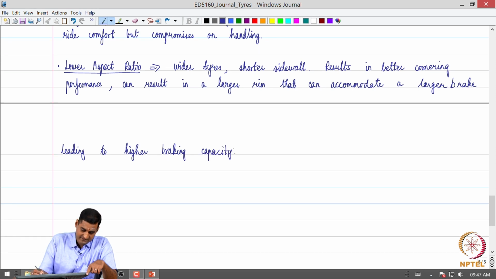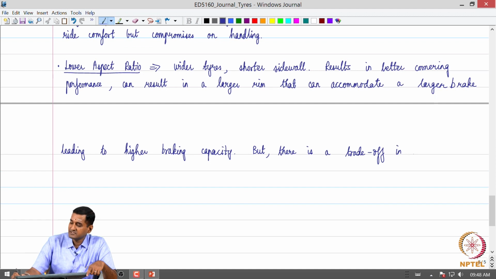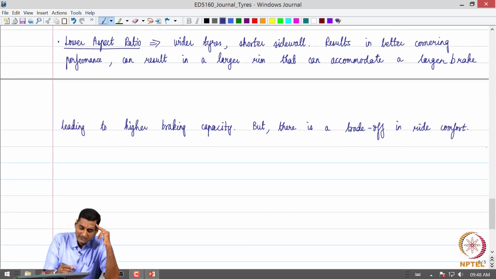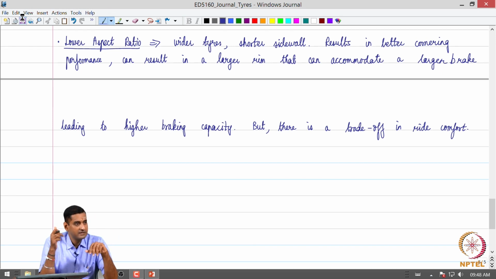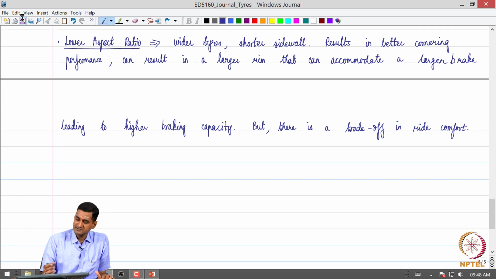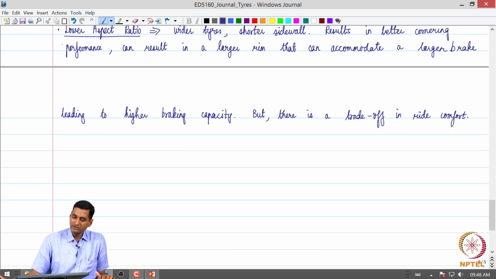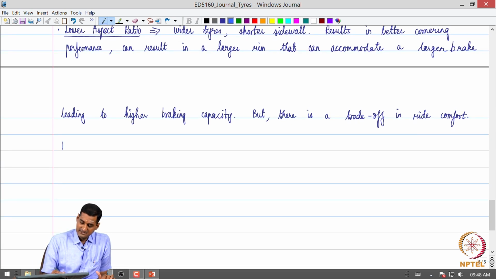However, with a lower aspect ratio there is a trade off in ride comfort. Ride comfort becomes poor, and obviously vibrations are passed on to the vehicle body. That is the trade off with having a lower aspect ratio. So, one needs to balance the aspect ratio as per the requirements, like the conditions under which the vehicle is operated. Based on this, we typically specify tires in a certain way.